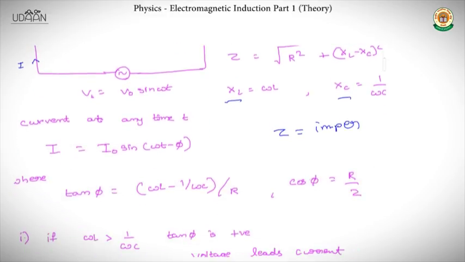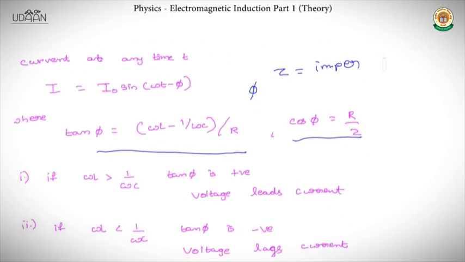And I will introduce a new term phi. This phi is nothing but the phase by which the current lags the voltage across the whole circuit. This tan phi is given by the relation omega L minus 1 by omega C, divided by R. That's right. And this cos phi is given by R by Z, where Z is impedance and R is the resistor. And we know that omega L is the impedance when the circuit has a pure inductor, and 1 by omega C is the impedance when the circuit has a pure capacitance.